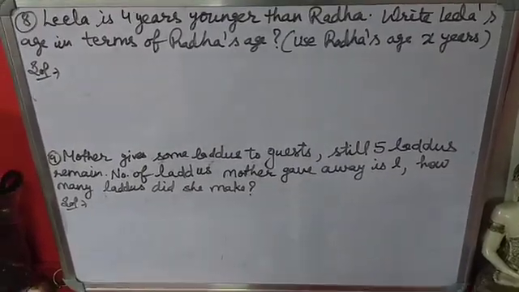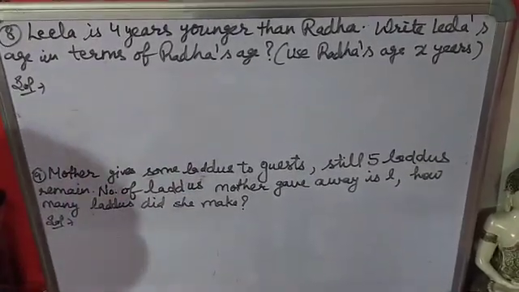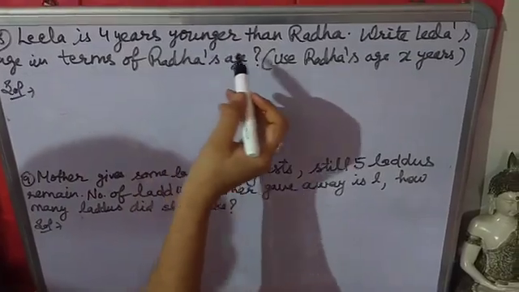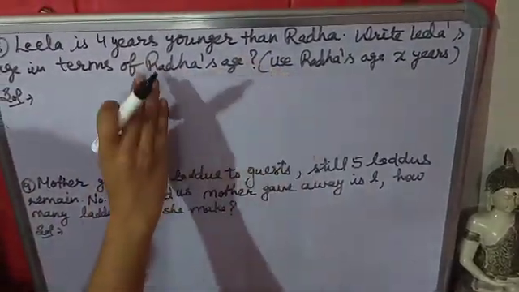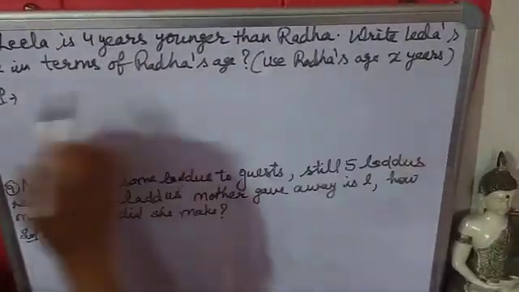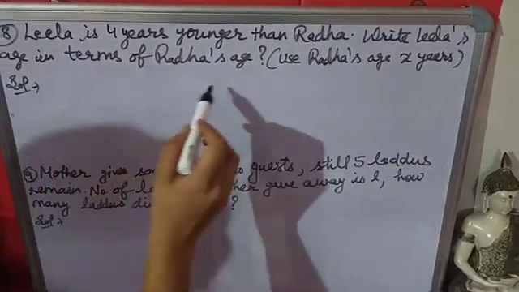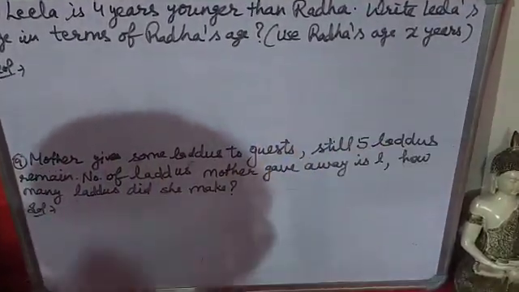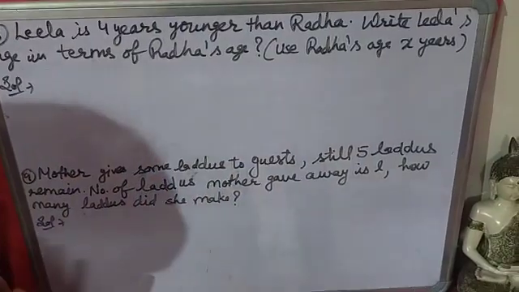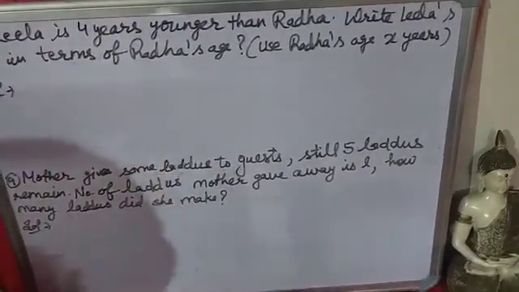8th question, Leela is Radha's younger sister and Leela is 4 years younger than Radha. ठीक है, लीला राधा से 4 years छोटी है. Write Leela's age in terms of Radha if Radha's age is X years. Now you know Radha's age. Radha's age is X years.